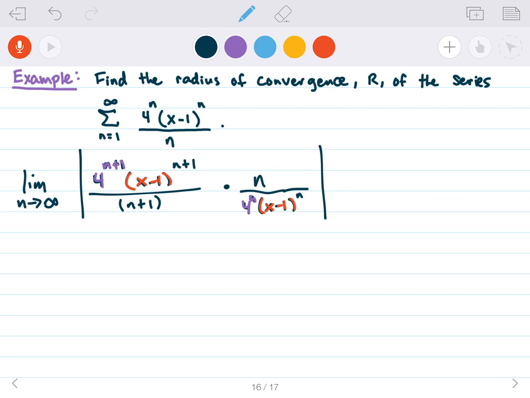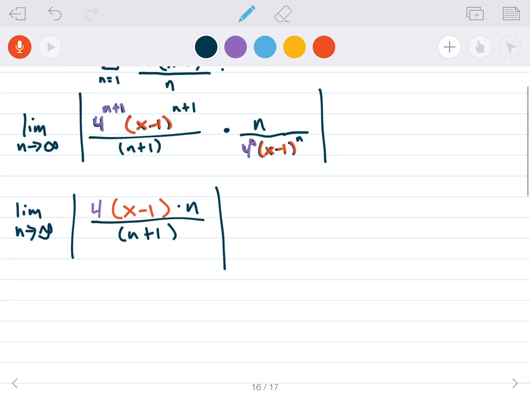So let's simplify this. Well, 4 to the n plus 1 divided by 4 to the n is just going to be 4, right? So I just got 4 on top. And then x minus 1 to the n plus 1 minus n is going to just be x minus 1 on top. And then I have that times n over n plus 1.